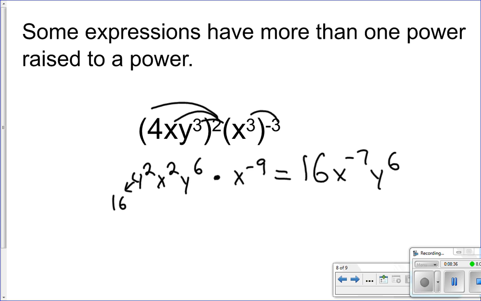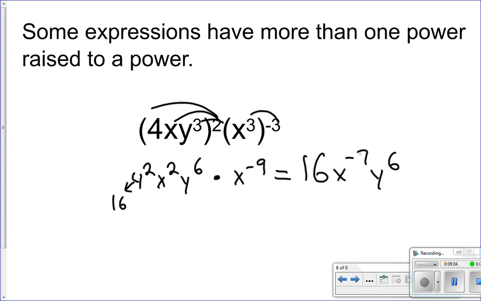Again, I distributed the powers to the powers, so exponents first, and now I'm at multiplication, so x squared and x to the negative 9th have the same base of x. Now I just combine the exponents by adding them together. 2 plus negative 9 is negative 7. So I get 16x to the negative 7th y to the 6th, and I'm able to put it all together because it's a multiplication.